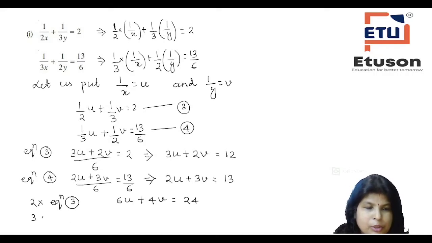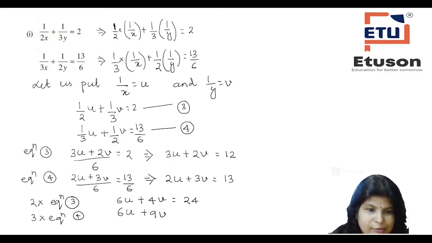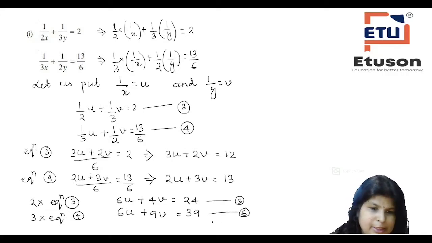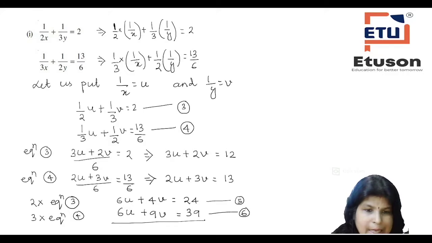Now the fourth equation, I am multiplying it with 3. So 3 into equation 4. 3 into 2u is again 6u plus 3 into 3, that is 9v, and 3 into 13, that is 39. So now this becomes your equation 3 and this becomes your equation 4. For avoiding confusion, suppose this is 5 and 6 after multiplying. Now I'll just subtract it.